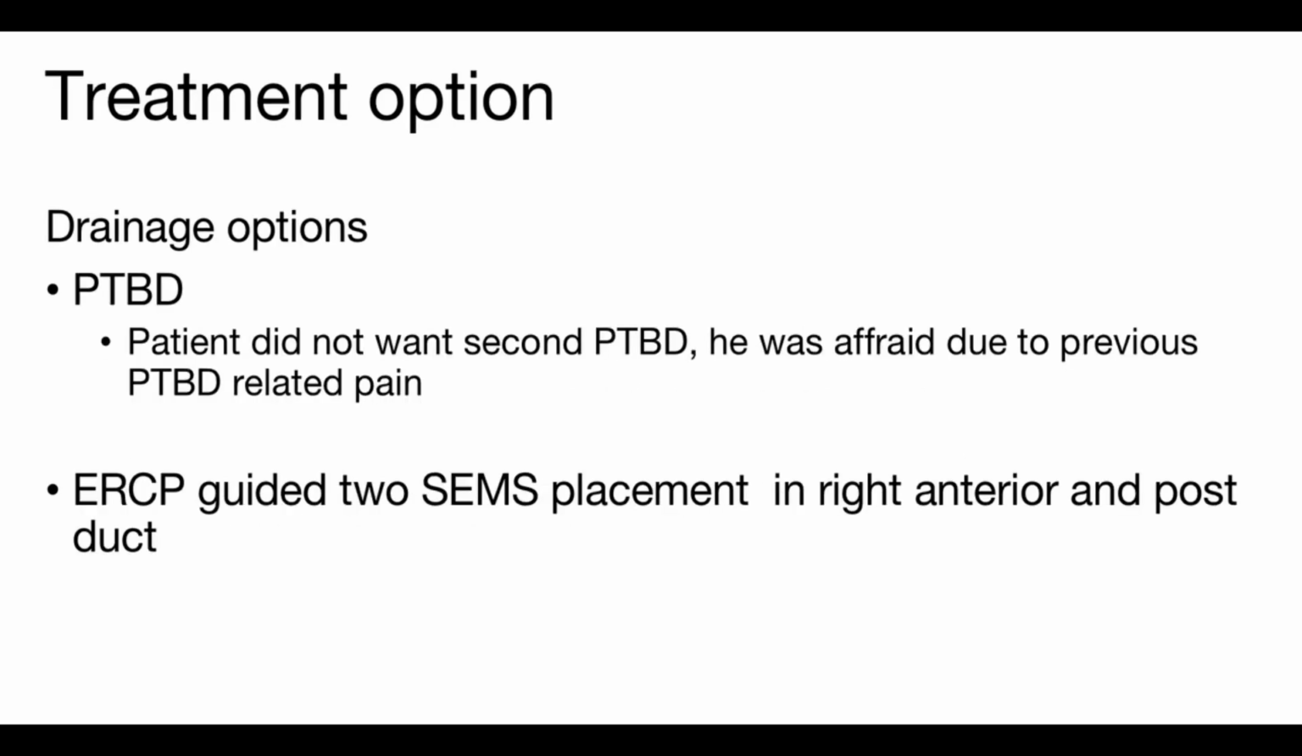For the drainage option, first is PTBD. The patient did not want PTBD. He was afraid due to previous PTBD-related problems. The second option is ERCP-guided 2 stents placement in the right anterior and posterior ducts.